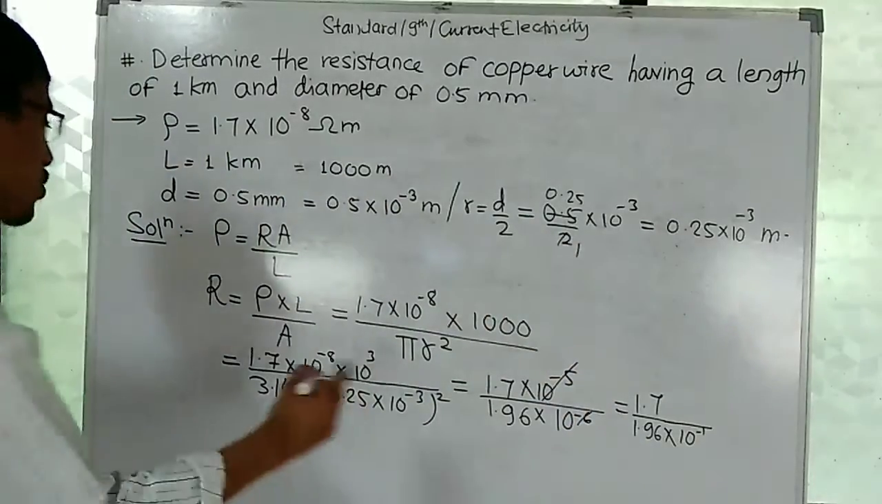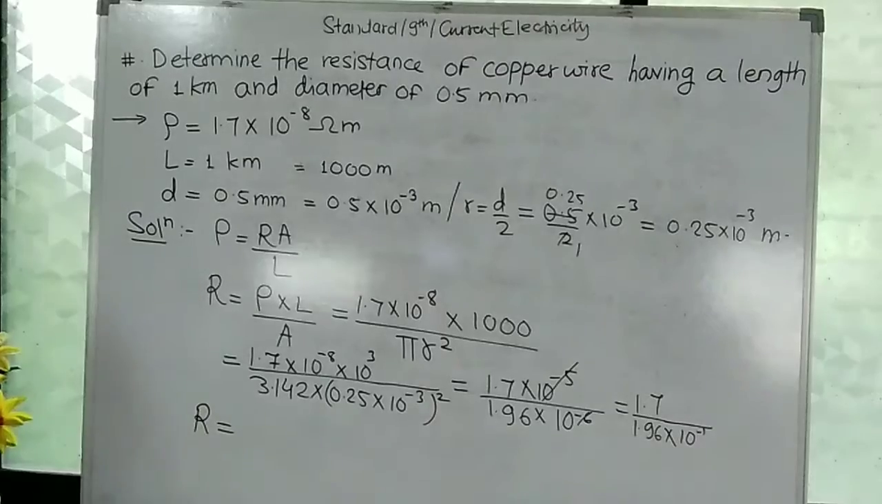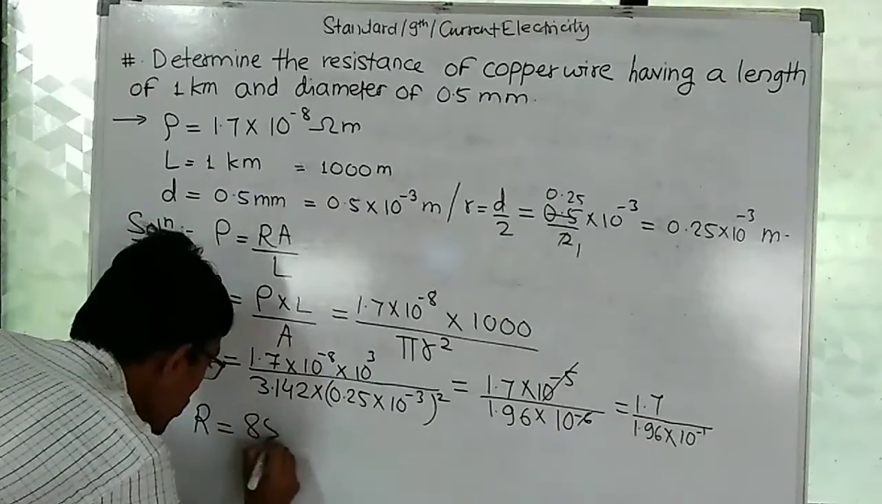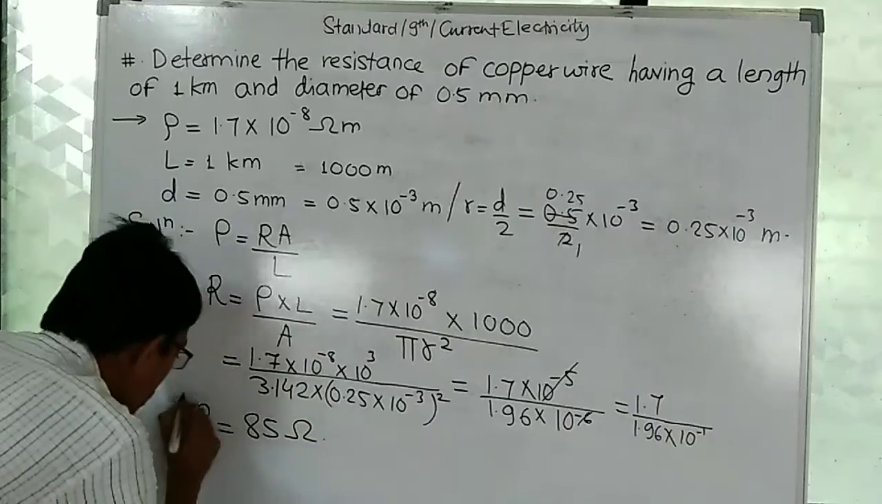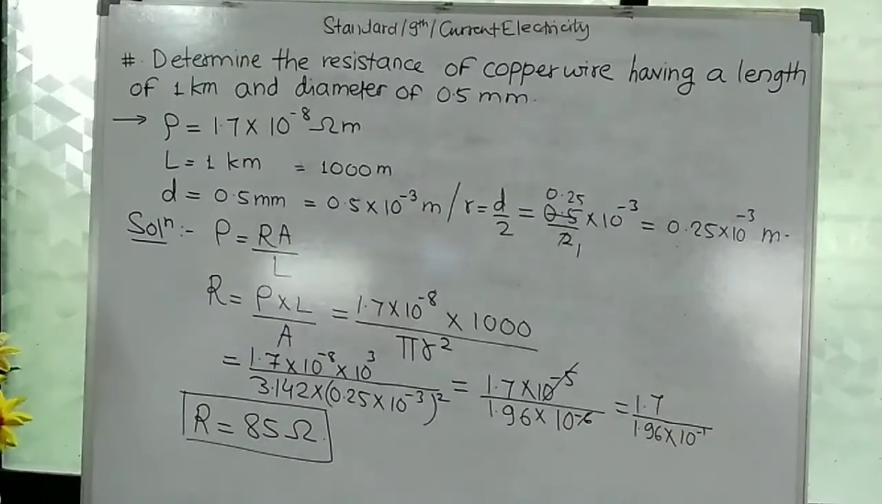Okay, after solving this we get the resistance. What is the answer for this particular question? It is 85 ohm. So the resistance of the copper wire for the given numerical is 85 ohm.